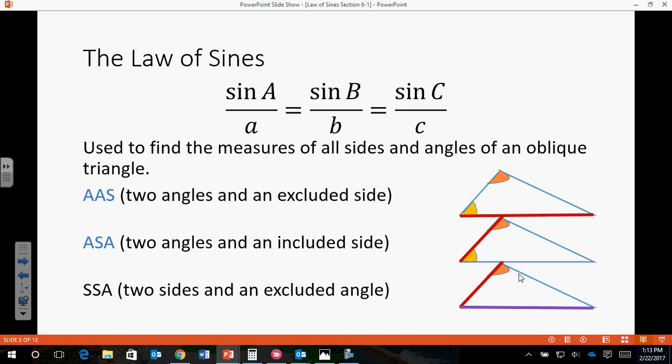So we need to be aware that if we have a triangle ABC, the angles are always written in capital letters. The sides opposite those angles are written in lowercase letters with the same letters. Questions on this one? So far, so good?